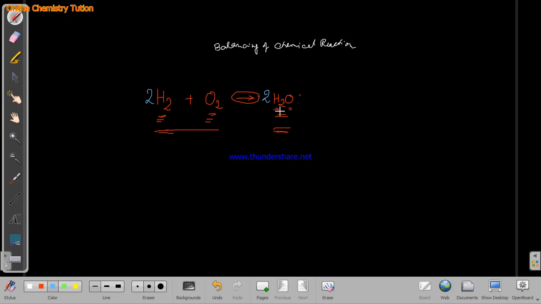Now you will see that this equation is balanced. The number of hydrogen atoms is 4 and the number of oxygen atoms is 2 here, and here the number of hydrogen atoms is 4 and the number of oxygen atoms is 2. So this equation is balanced. Okay. Now we'll go to a more complicated reaction.